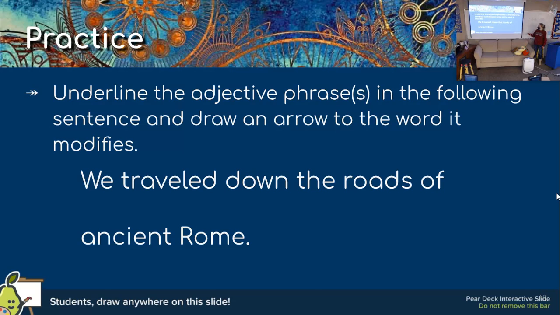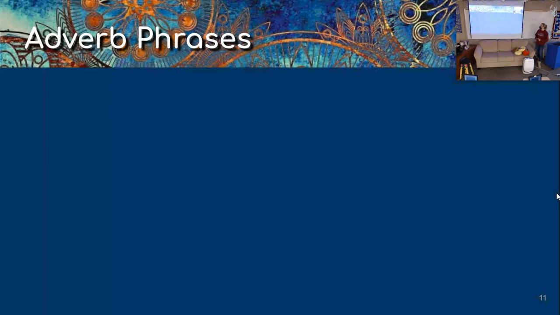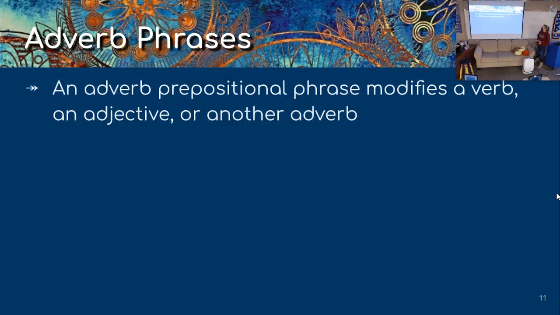Alright, so what the heck? Down the roads is modifying a verb. So what kind of phrase would that make it, do you think? Not an adjective phrase, but a what? Does anybody remember what part of speech modifies a verb? Malachi? An adverb. So down the roads is an adverb phrase. Nice segue, huh? An adverb prepositional phrase will modify a verb, an adjective, or another adverb in the sentence.